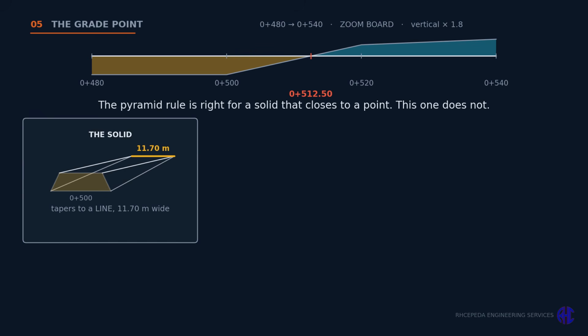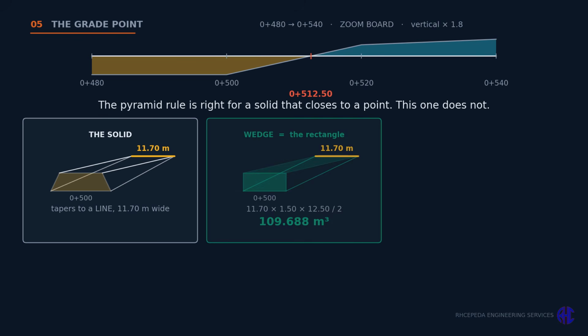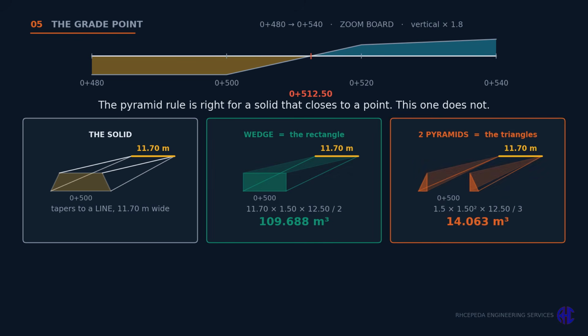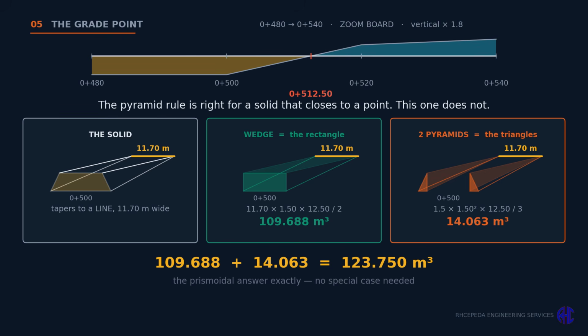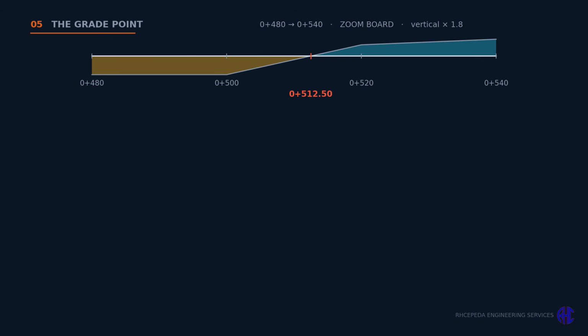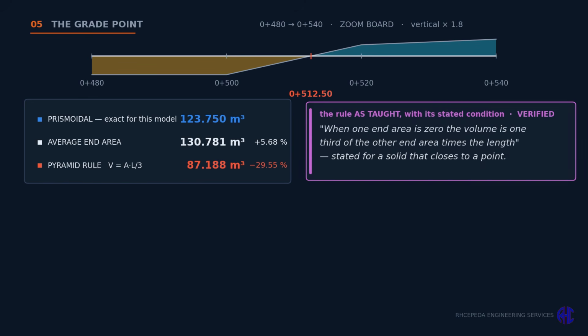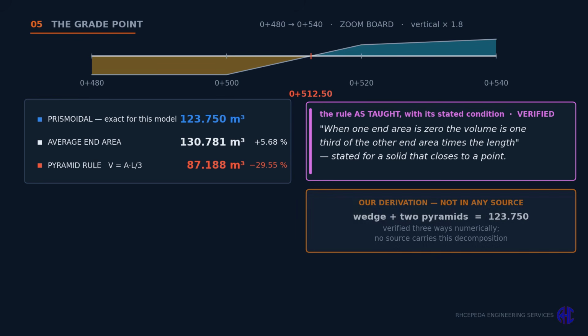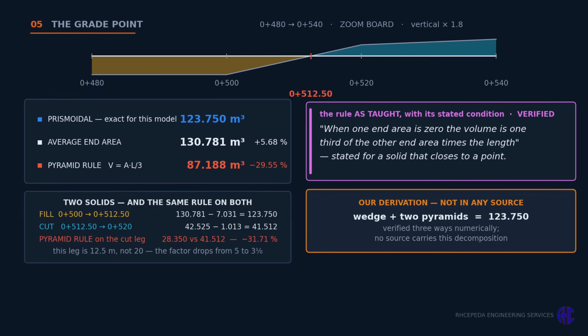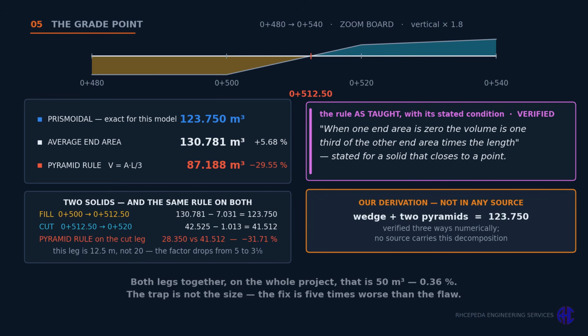The pyramid rule is right for a solid that closes to a point. This one does not. It tapers to a line as wide as the formation, a wedge, with 2 pyramids on the shoulders. End area is exact on the wedge, only the pyramids err. 124 cubic meters, the pyramid rule says 87. Wrong by 30%, to fix an error of 6. The trap is not the size, the fix is worse than the flaw.